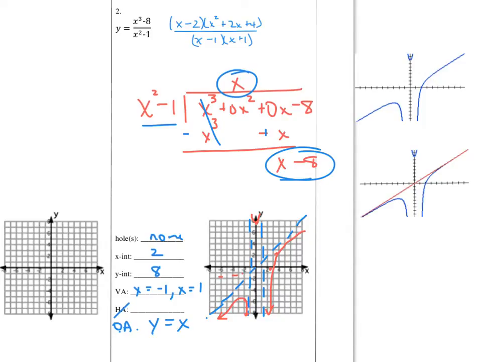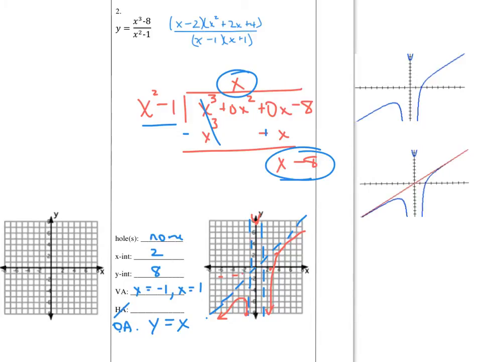All right, the top graph that you see up here is the one that does not have the oblique asymptote on it, and the one down here does have the oblique asymptote, and as you can see, both of our graphs are approaching the asymptote.